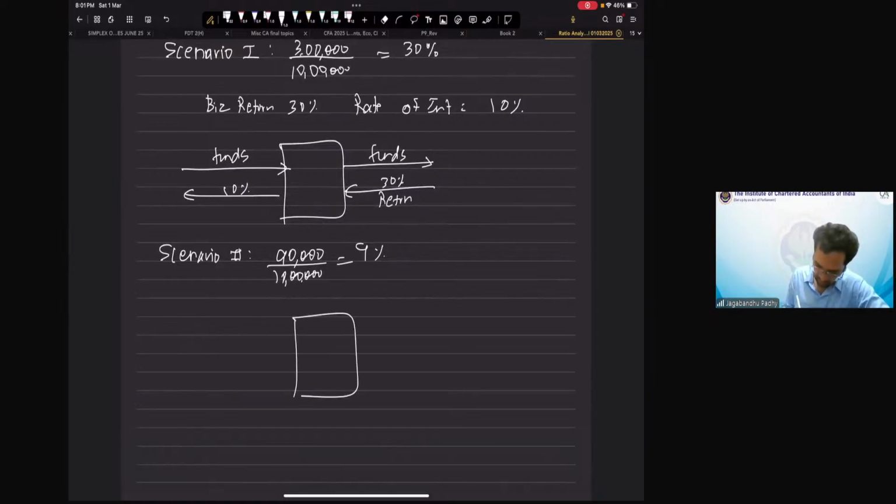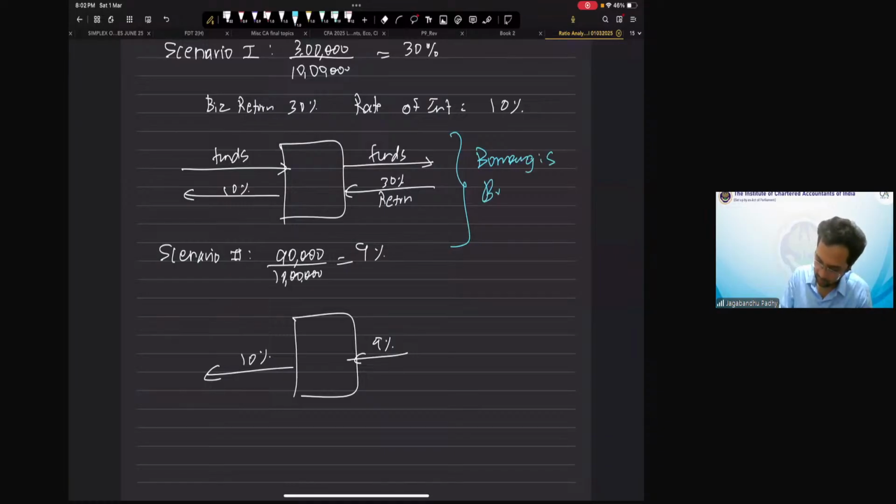Now just think of the business entity that it is paying out 10%, whereas it is earning 9%. So does it seem to be profitable now? You get money at a 10% rate and you're earning 9% on that money. Can I say you'll be losing money in that case? So in this situation, can I say borrowing is beneficial? In this situation, we say borrowing is not beneficial.